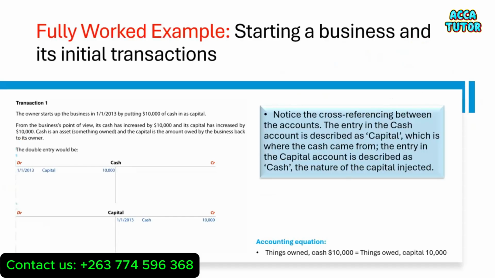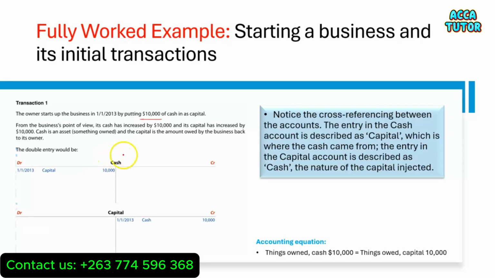All right, let's look at this fully worked example, starting a business at its initial transaction. The owner starts up the business on the 1st of January 2018 by putting $10,000 of cash in as capital. So the $10,000 was the capital cash. From the business point of view, its cash has increased by 10,000 and its capital has increased by 10,000.